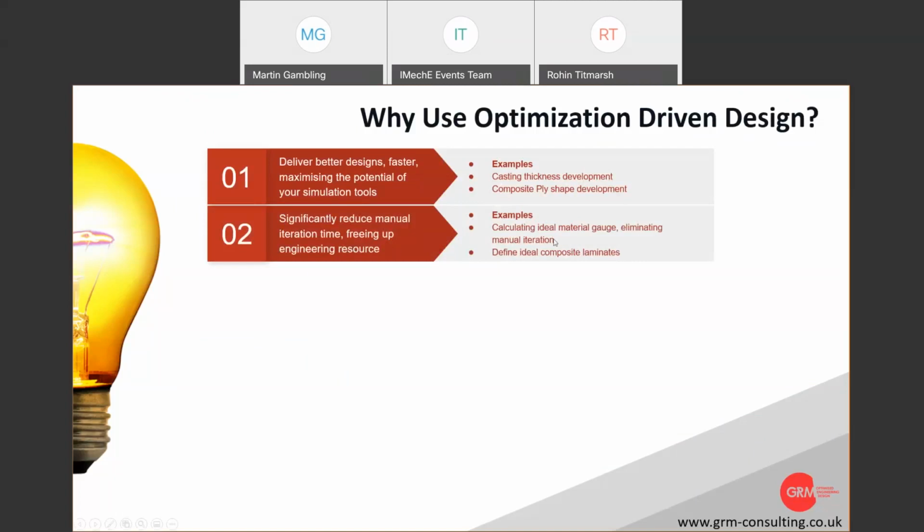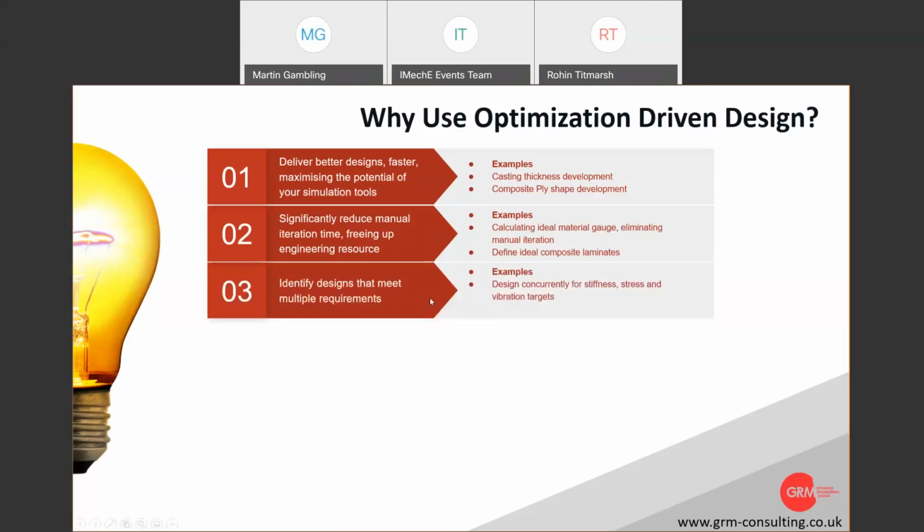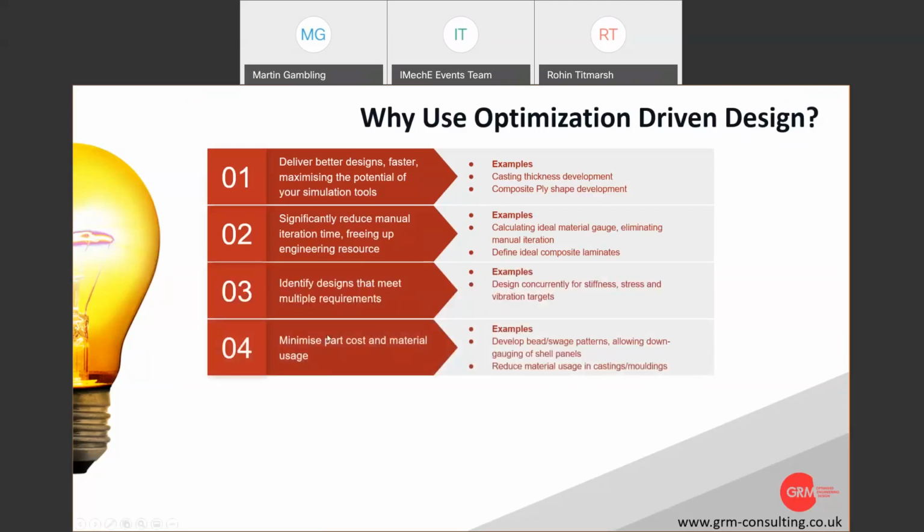So if you're going to look at the combination of panel gauges on a part, you don't want to sit there iterating them and looking at the results. Let the optimizer do the work for you. Consider those multiple requirements. Minimize part cost, material usage. That's such an important topic in automotive.